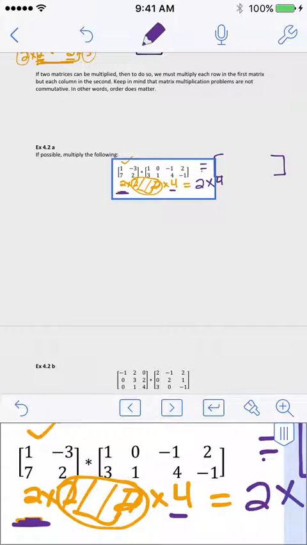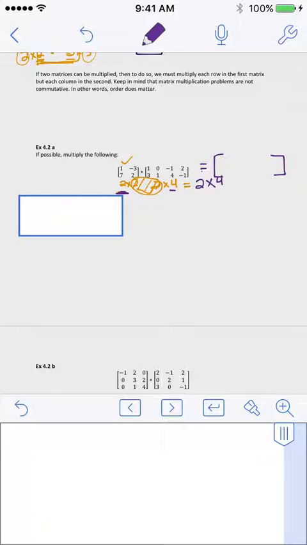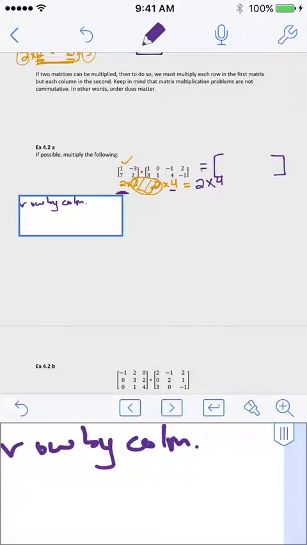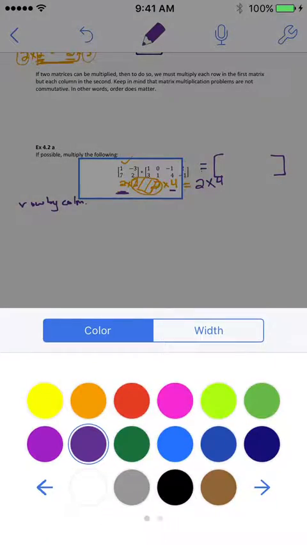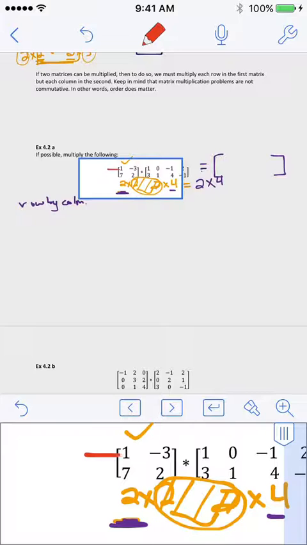Like I said before, everything with matrices is always row by column. When you're dealing with sizes, it's row by column. When you're dealing with multiplying, it's row by column. So what we're going to do here is multiply this red row here by this first column here. That's what we're going to do.